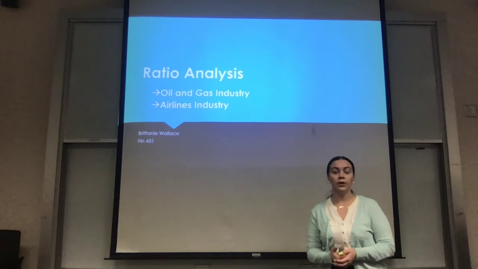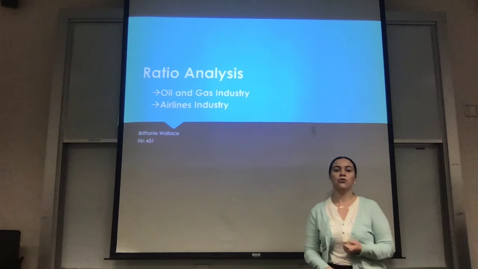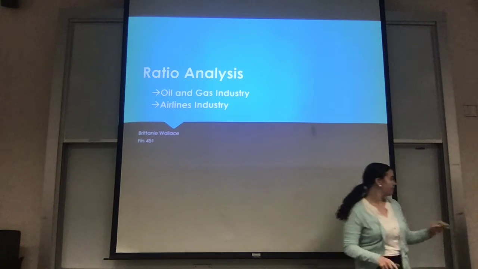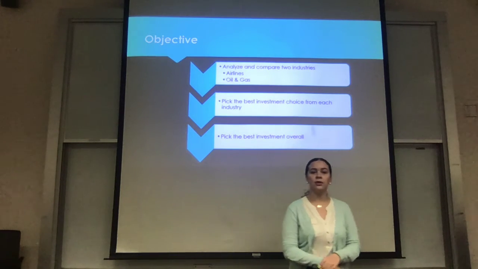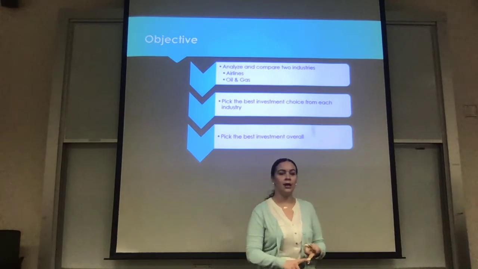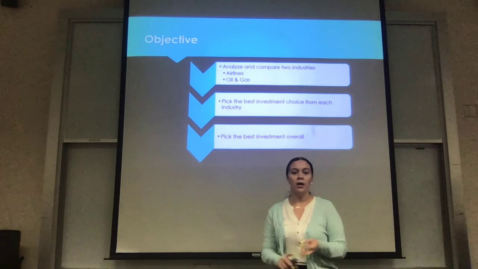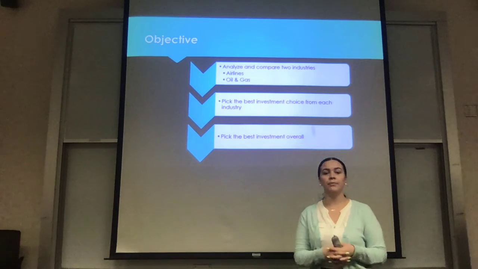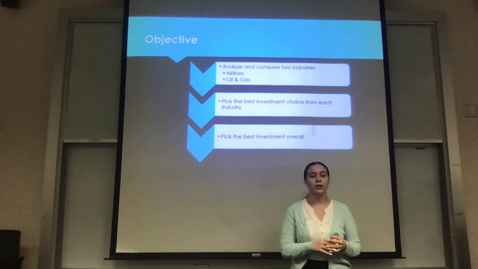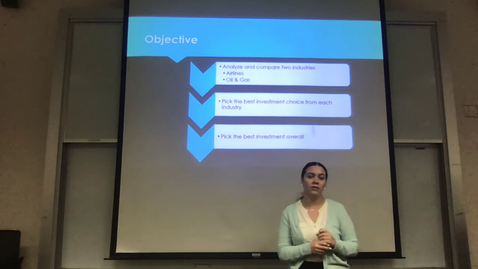Today I will be doing a presentation on ratio analysis on the oil and gas industry as well as the airlines industry. Now, first objective is to pick two industries, like I said, oil and gas and airlines industry. The second objective is to pick the best company from each industry as far as the best investment. Now, the last objective is to pick between those two companies and choose your best overall investment.